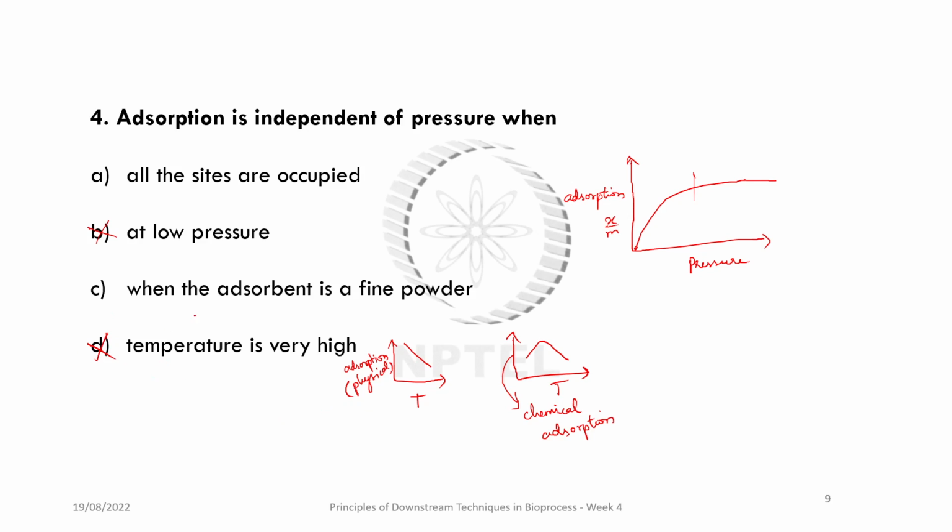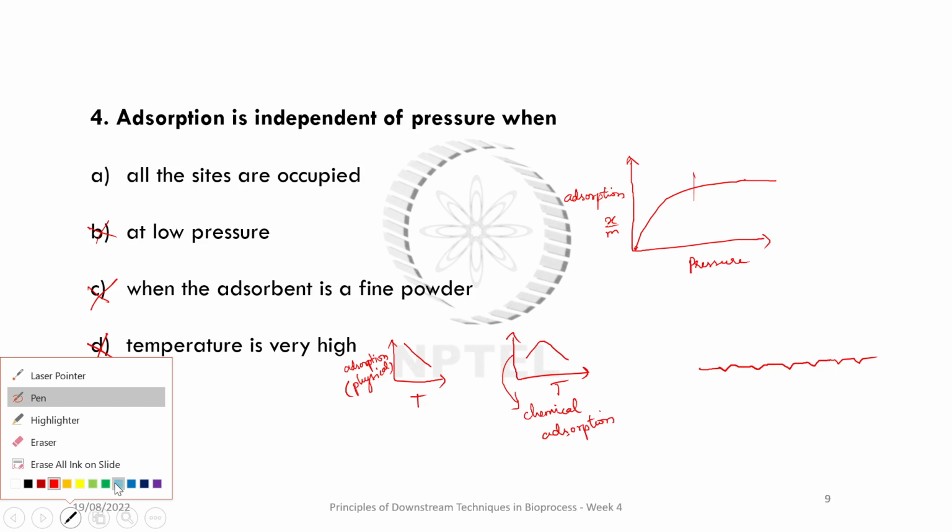So is it A or C? When the adsorbent is a fine powder, does it exclude it from being under the effect of pressure? Not necessarily, right? But why does the curve even attain a stable or a plateau when the pressure is high? So what are we talking about? Let's say a material has multiple sites to adsorb a certain molecule. It only has so many sites, right?